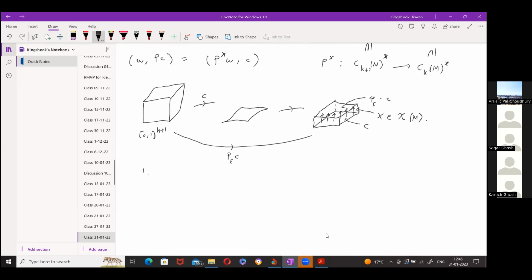So 1 over epsilon, the integral of omega over P epsilon C, converges as epsilon tends to 0 to the integral over C of Ix omega.